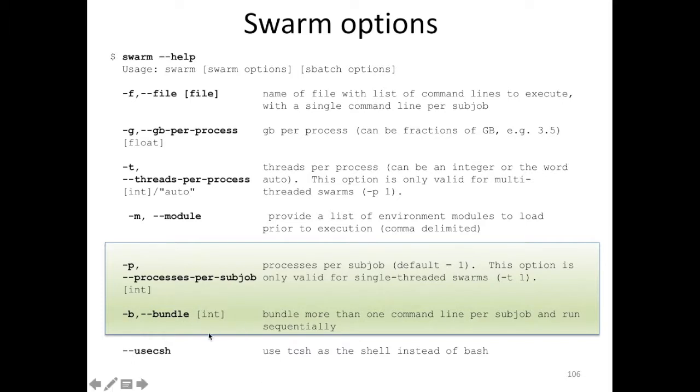There's the -b flag, which is bundle, and that will be covered in a later video. Swarm expects bash syntax by default. If your Swarm command file contains CSH syntax commands, such as setting environment variables, you might want to require that Swarm set up CSH syntax batch scripts, and then you'd use the --usecsh option to Swarm.